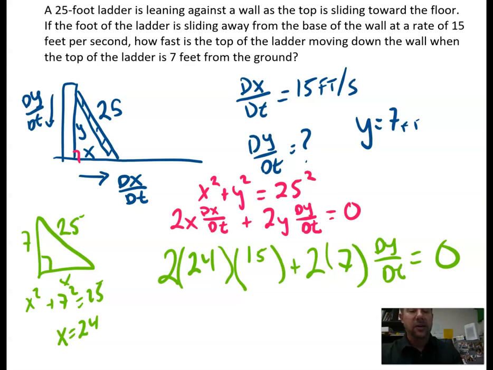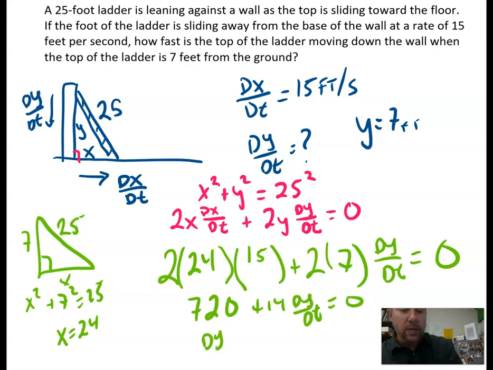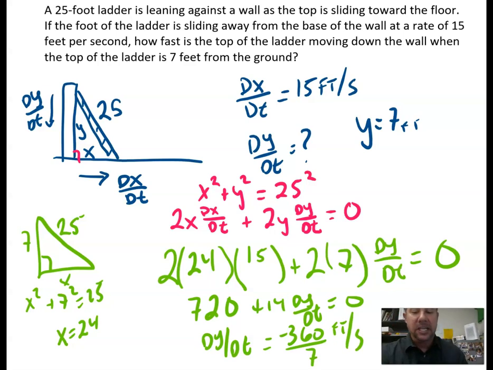2 times 15 is 30 times 24 is something like 720 plus 14 dy/dt equals 0. Solve for dy/dt and you will get that is going to equal negative 720 over 14, where if you reduce that, that's negative 360 over 7. When you're done, always think about your units. Y was being measured in feet. Our time was being measured in seconds. So this is negative 360 over 7 feet per second. All right?